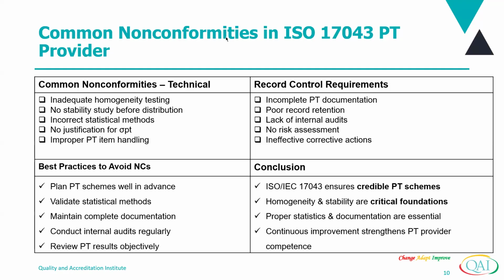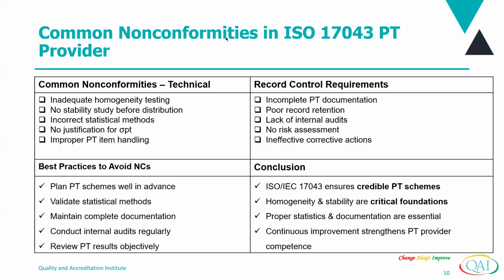Record and control requirements: incomplete PT documentation, poor record retention, lack of internal audits, no risk assessment, ineffective corrective actions. So these could be some of the issues where you can identify that record-related concerns exist.